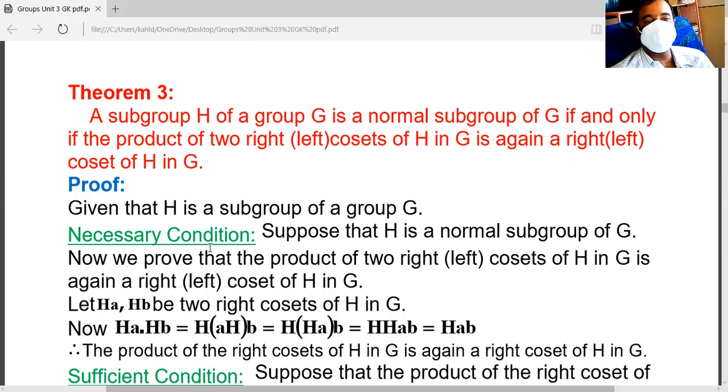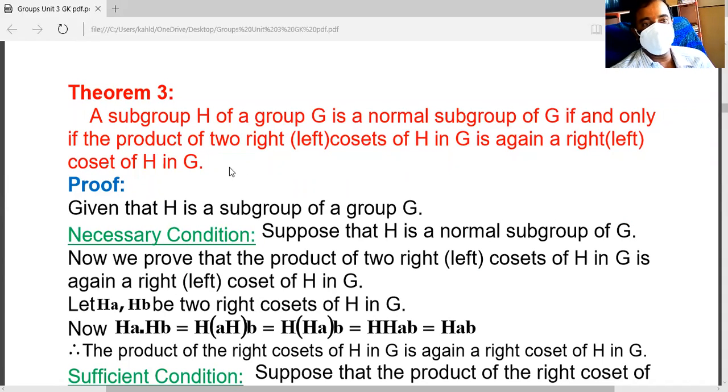Now we are going to the necessary condition. Necessary condition means we have to take the LHS part and prove the RHS part. What is the part before if and only if? That is, H is a normal subgroup of G. For that, I am taking: suppose that H is a normal subgroup of group G.